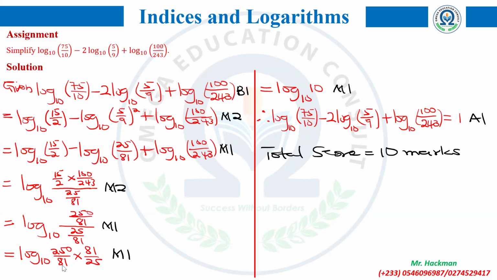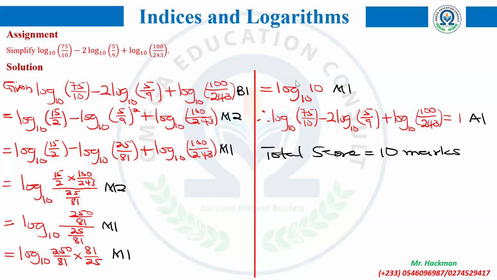In any case, you know that 81 will cancel 81, and 25 will go into 250, 10 times. You get 10 over 1, then 1 over 1, so you get 10. So you are going to get log to the base 10 of 10. And you know log to the base a of a is a property that we should all know without the use of a calculator. So those of you who ended here, this is where your mark will end, even if you had your conclusion drawn, because your conclusion should be drawn with the value of 1. Because this we know should give us 1.